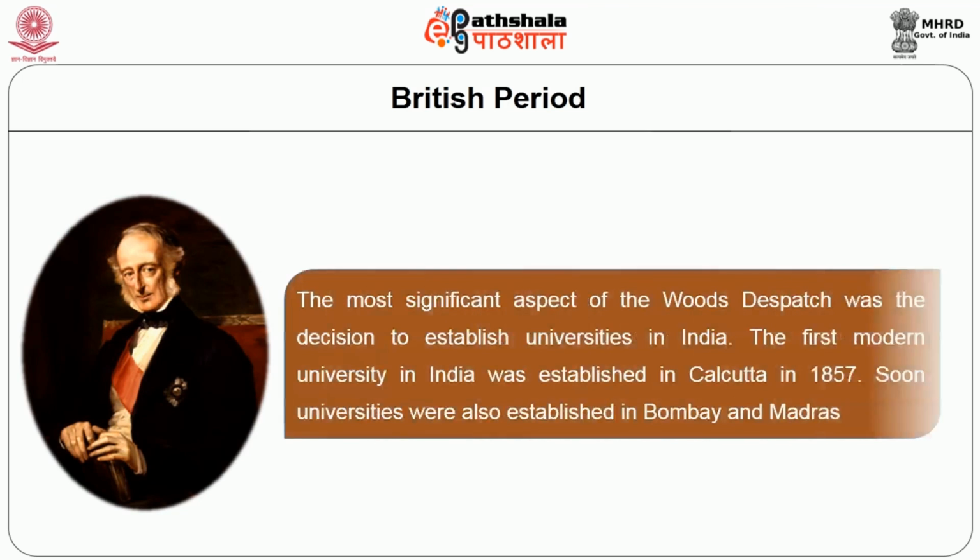The most significant aspect of Wood's dispatch was the decision to establish universities in India. The first modern university in India was established in Calcutta in 1857. Soon, universities were also established in Bombay and Madras.